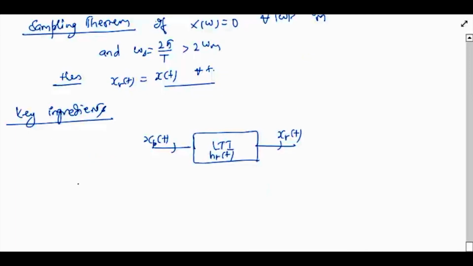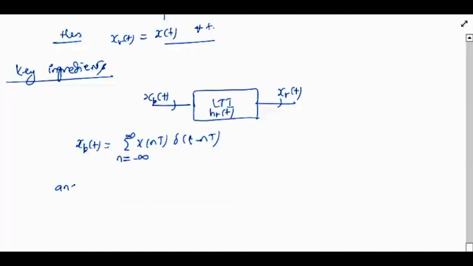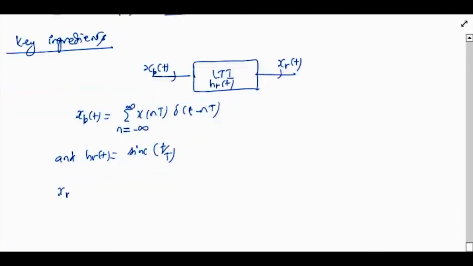Where x_p(t) is equal to the sum over n equals minus infinity to infinity of x(nT) δ(t − nT), and h_r(t) is sinc(t/T). So what we claim is that x_r(t) is the convolution of x_p(t) and h_r(t). To see the properties of x_r(t), let us see these two signals individually. First we will see x_p(t).